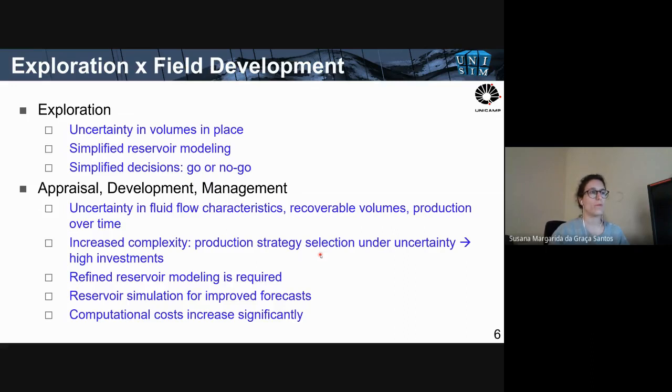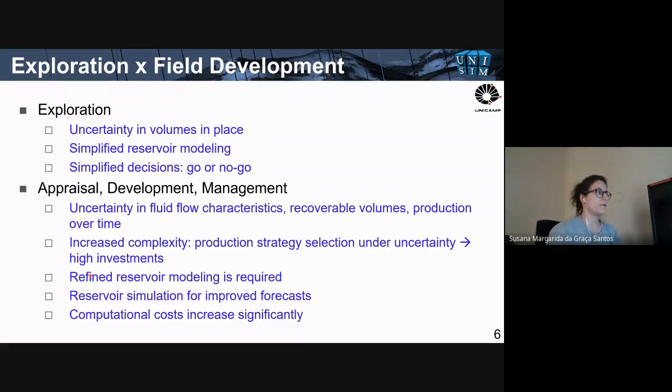Well, what is this uncertainty? We need to remember that we're talking about very high investments. We're talking about drilling wells, investing in the production unit, and so on. The decisions are very complex because we have many variables. They are very dependent on each other, and they're also very dependent on how certain my knowledge is of how well I know my reservoir.